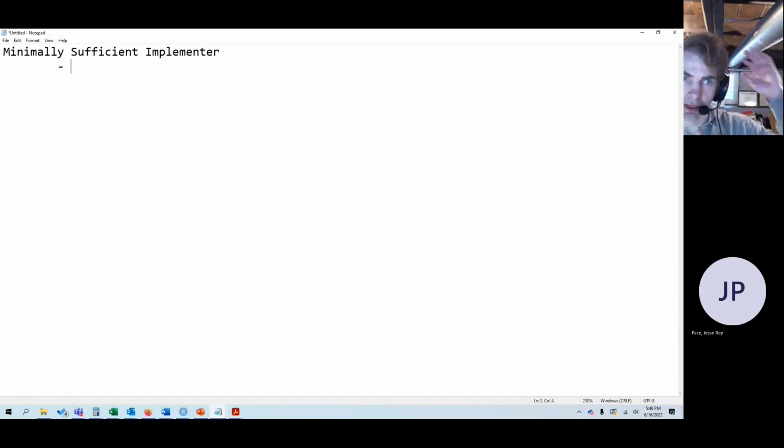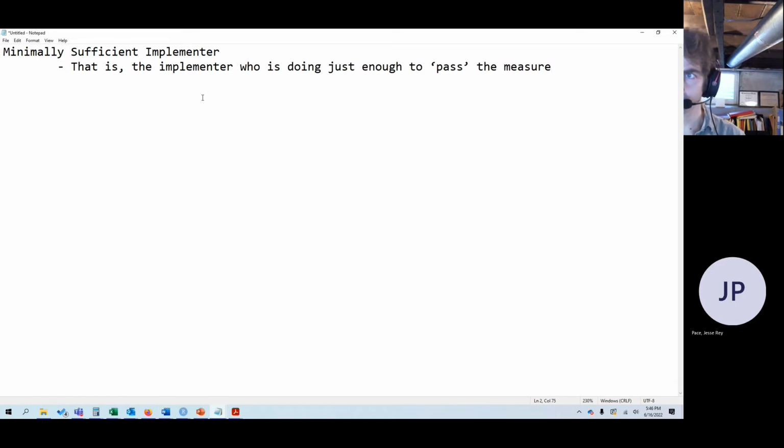The minimally sufficient implementer, what we mean by this is an implementer who's doing just enough to pass the test. This minimally sufficient implementer is sort of the target we're looking at. So let's get a little more into that.